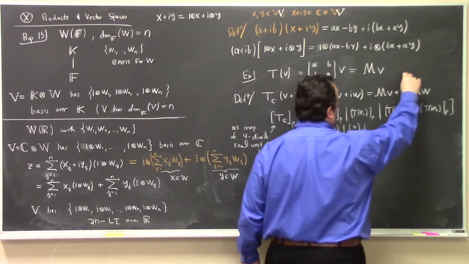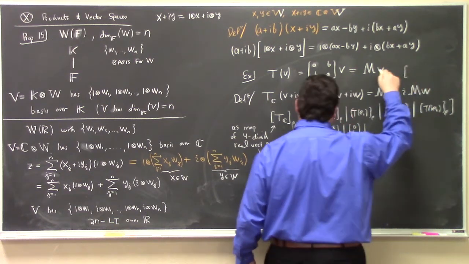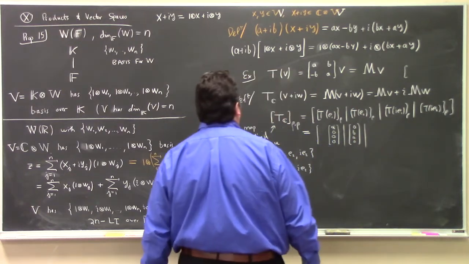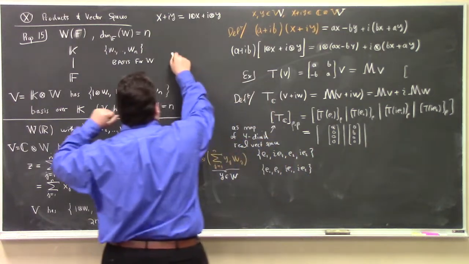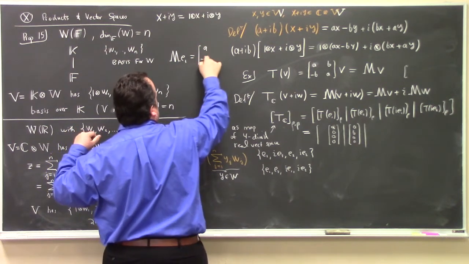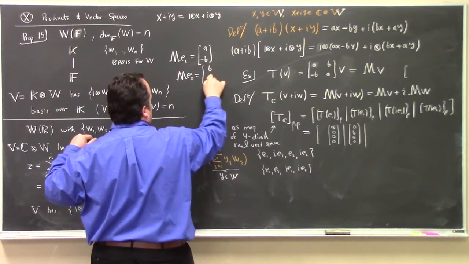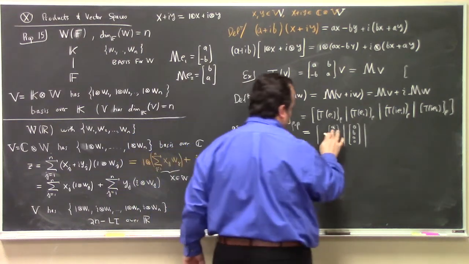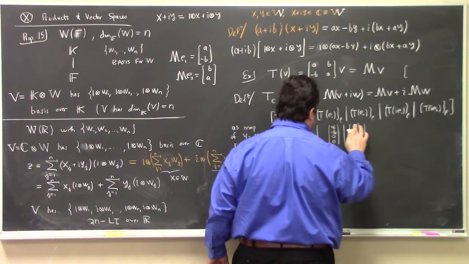So I'm looking at the coordinate vector of M E1. Oh, my bad, I'm sorry. M E1 was not just a, 0. M E1 is a, minus b. M E2 is b, a, right? Column 1 and column 2 of M. So I should have had a, minus b for this one and b, a for this one.